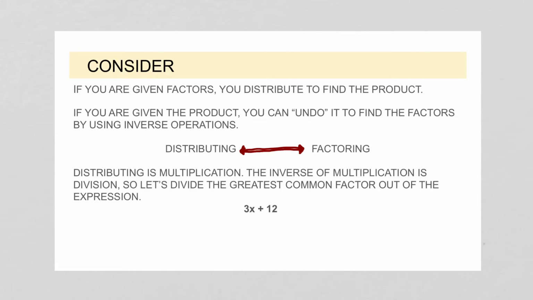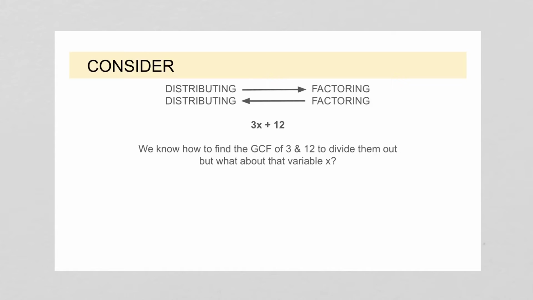So let's try with this expression right here. Remembering our inverse operation, distribute to factor, factor to distribute. I have this product, 3x plus 12. So I'm starting with the product and I need to factor it. Let's start by finding what the greatest common factor is. We already know how to find the GCF of 3 and 12. Let's divide them out to find out how that breaks up. But what do we do about the variable x? Because it's hanging out there. We don't know what to do with it yet.